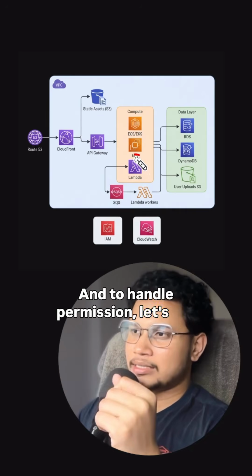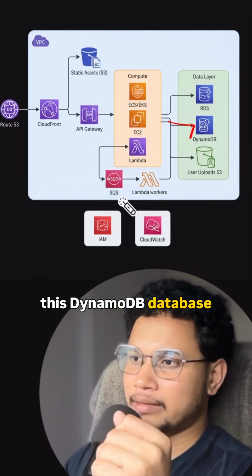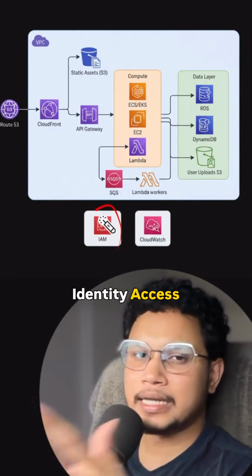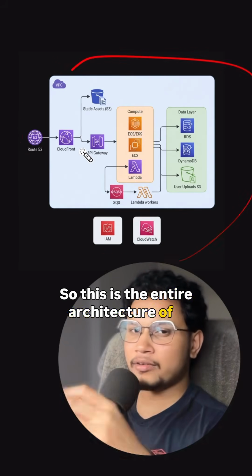And to handle permissions, let's say this Lambda function wants to talk to this DynamoDB database. You will be using a service called IAM, Identity Access Management. So this is the entire architecture of a typical application.